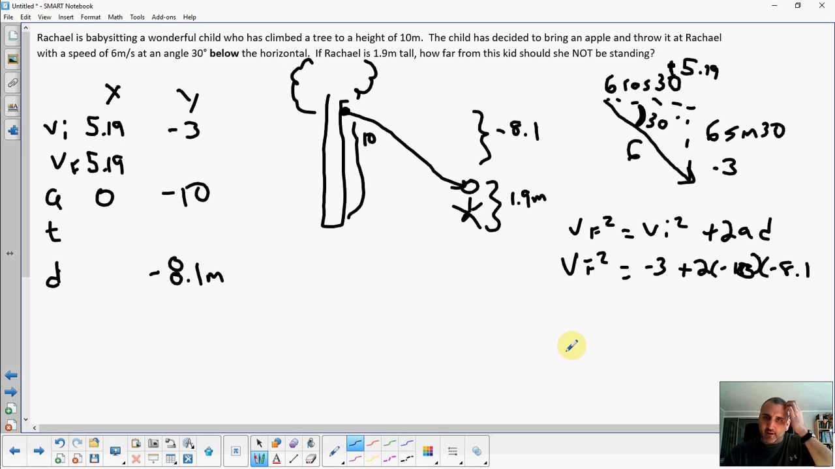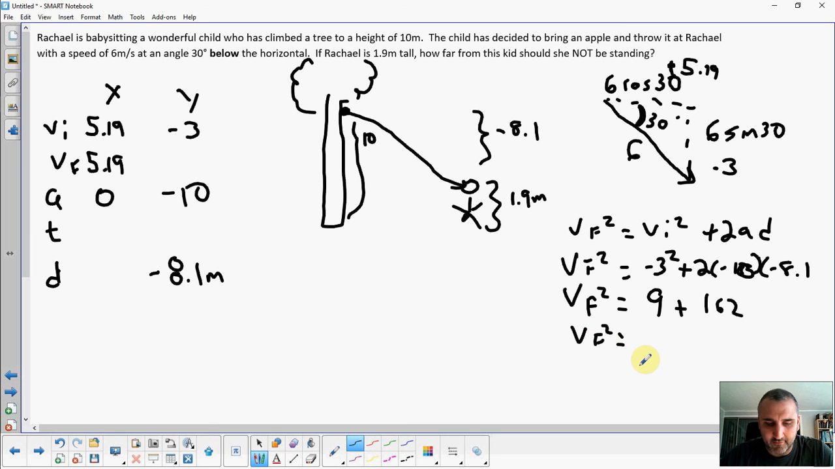Now, your calculators might be unhappy with this. I'm not sure how the calculators that you have work, but negative 3 squared in my book is positive 9, plus 2 times negative 10 times negative 8.1. We should end up with an answer that is 162 for this part. So 2 times this should give us 162. Plus 9 means we'll have a final velocity squared of 171.